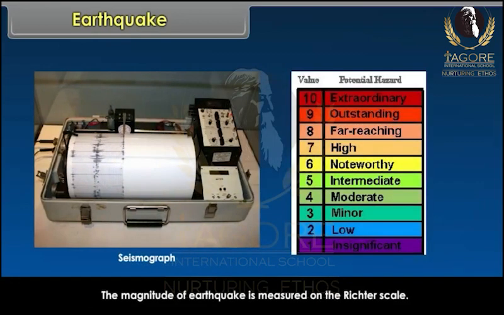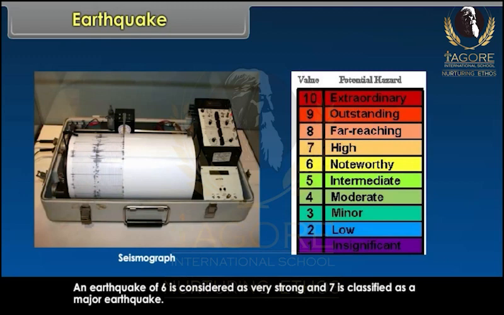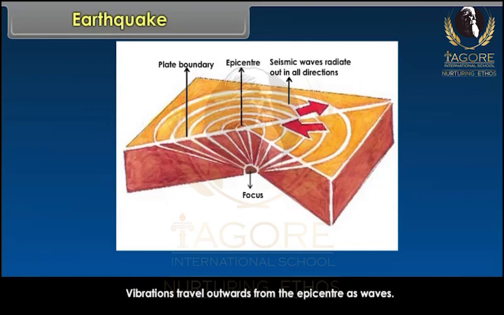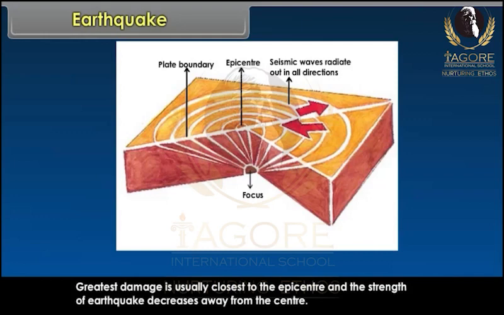The magnitude of an earthquake is measured on the Richter scale. An earthquake of 6 is considered very strong, and 7 is classified as a major earthquake. The place in the crust where the movement starts is called the focus, and the place on the surface above the focus is called the epicenter. Vibrations travel outwards from the epicenter as waves. Greatest damage is usually closest to the epicenter, and the strength of the earthquake decreases away from the center.